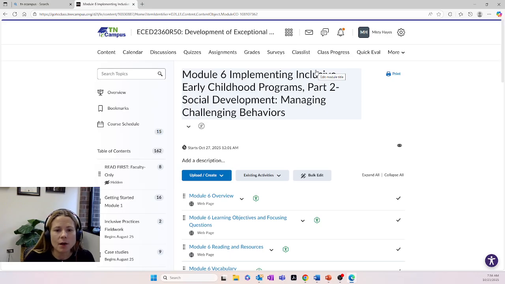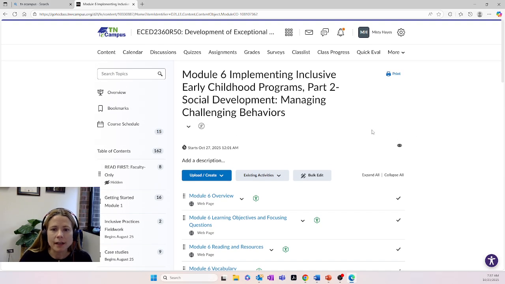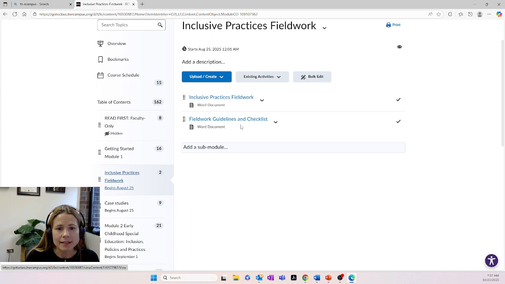I do want to take a moment before I jump off here to remind you about your field work. You have 12 hours. Field work and doing your 12 hours is just one piece of the inclusive field work. You also are going to be doing some written parts. So you will complete a QIPC checklist, and all this is inside of your inclusive practices fieldwork document. And I did have a guideline and checklist here for you as well.